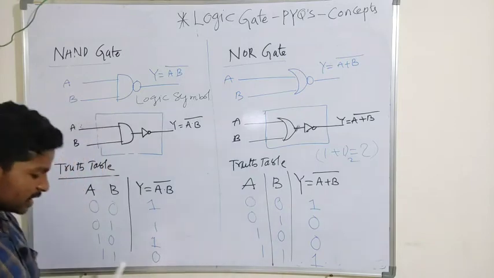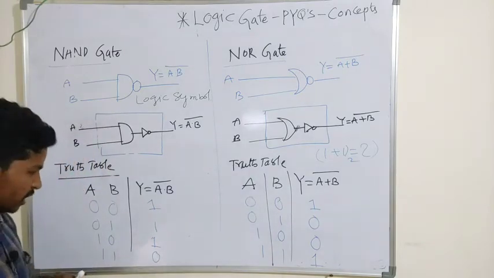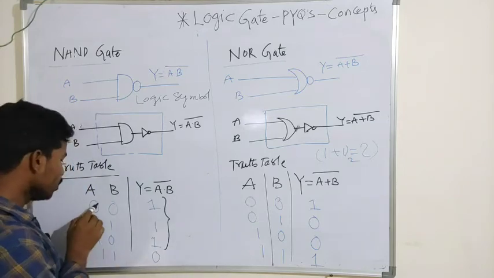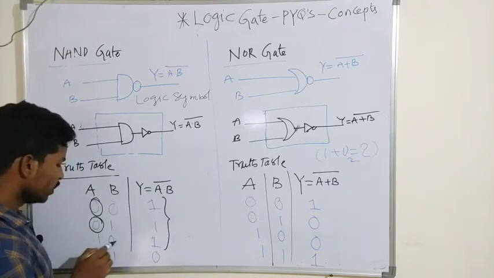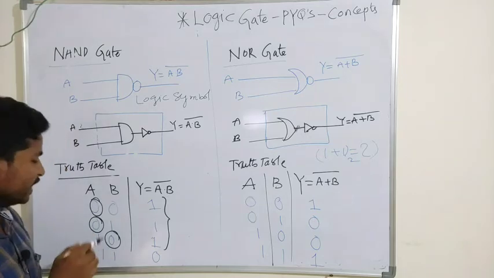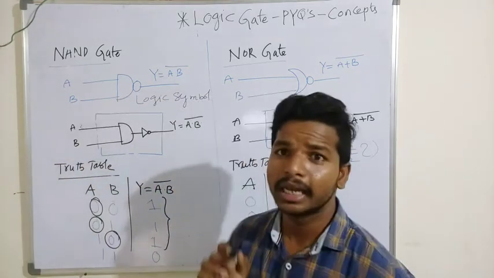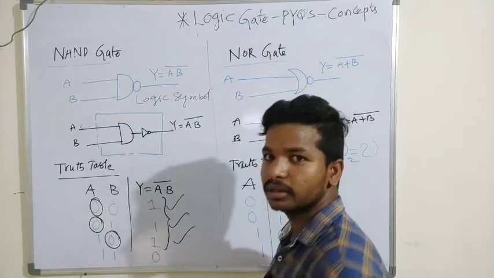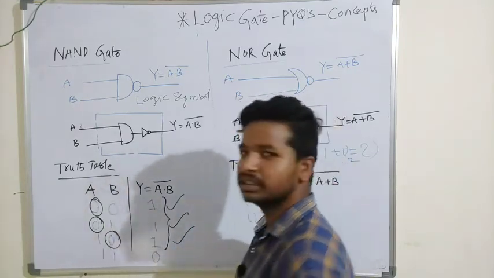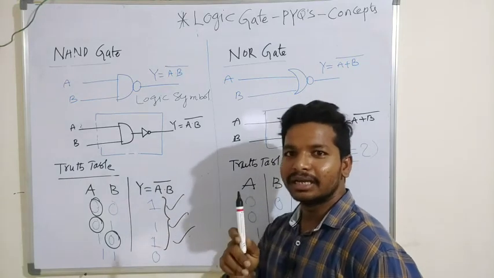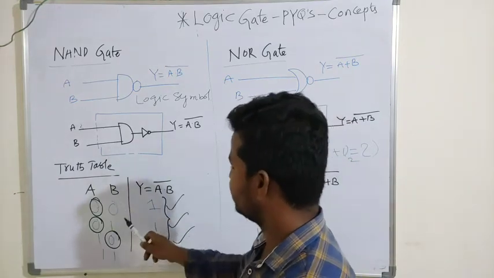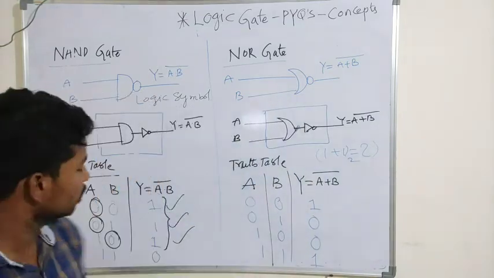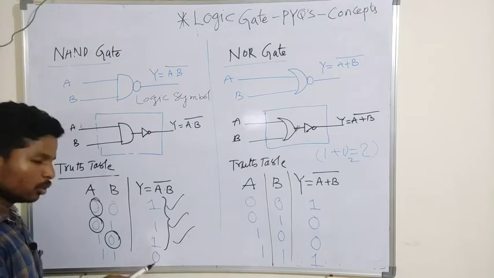So let's discuss one of the properties of the NAND gate. If one of the inputs of the NAND gate is 0, then the output of that gate is 1. And if both inputs are 1, the output will be 0.